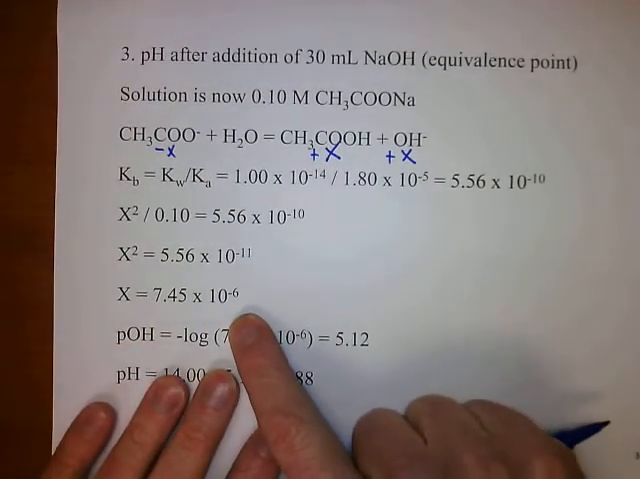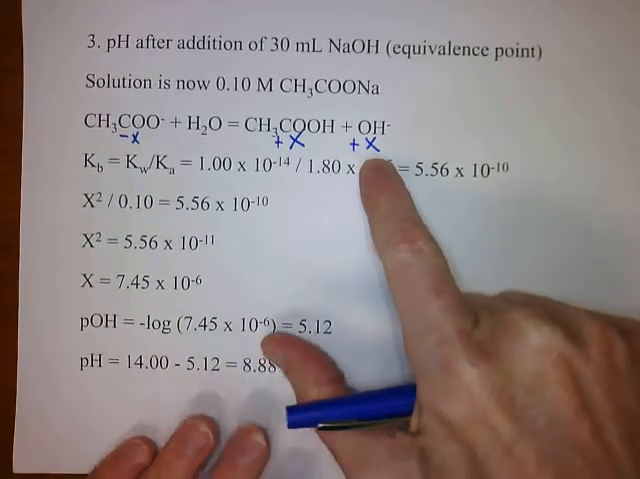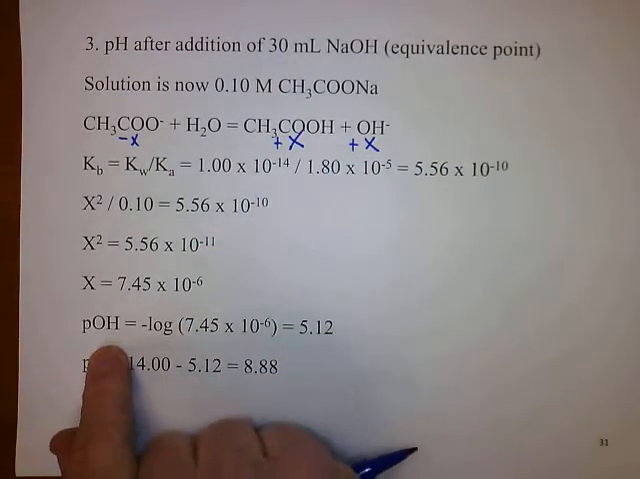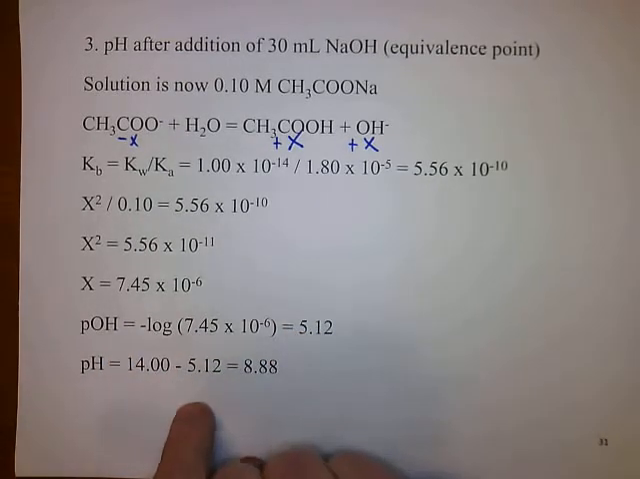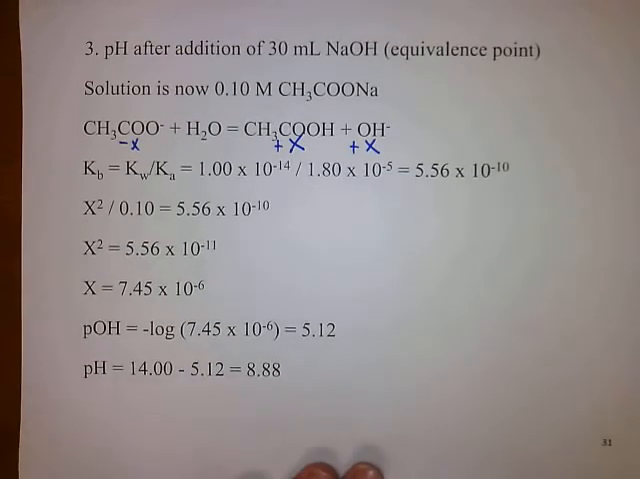Now, be careful, because X represents hydroxide. So when you take the negative log of that, you're getting the pOH. You take the negative log of that, and it comes out to be 5.12. Subtract that from 14, and your pH is 8.88. It was 7 when we titrated the HCl, right? So the pH is higher at the equivalence point than when we titrated the strong acid.